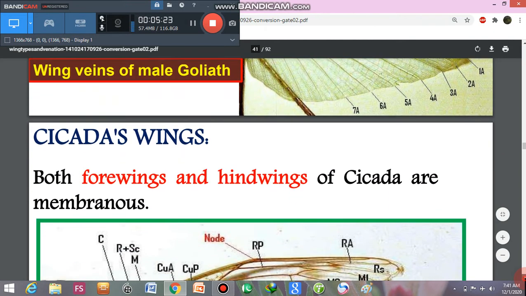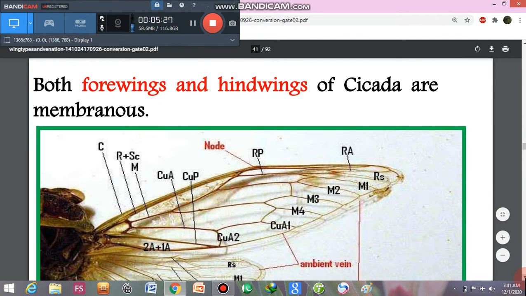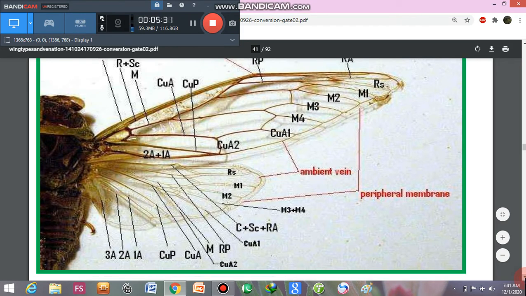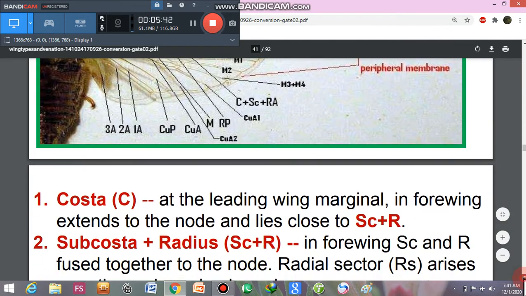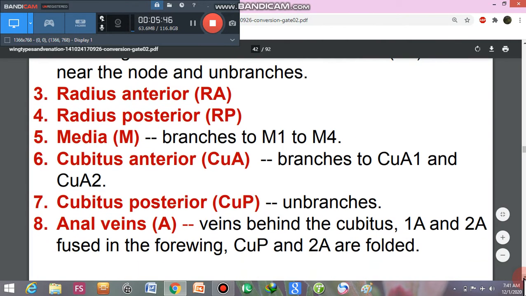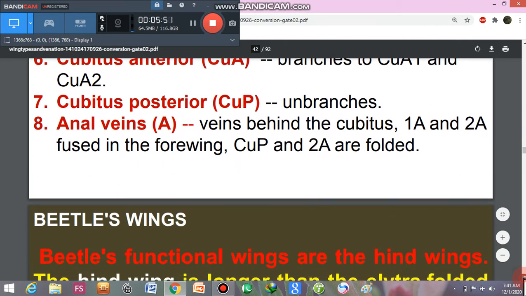Next is the cicada wings. Both forewings and hind wings are membranous. Okay, see this wing and vein arrangements. This is a description of the various veins.